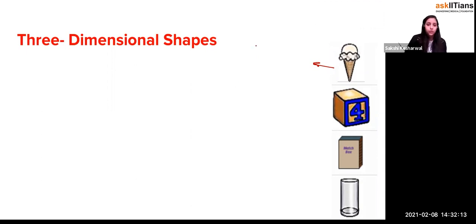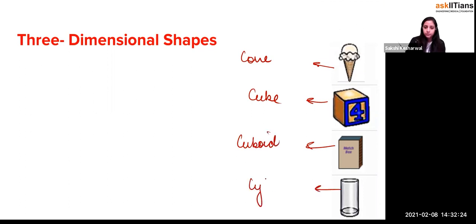So this is basically a cone. This is a cube. We say this is a cuboid. This is called a cylinder. Yes, so we see this cylinder. This one has a curved surface, and the top will be a circle. So this will be a flat surface, a flat surface above and below, right?